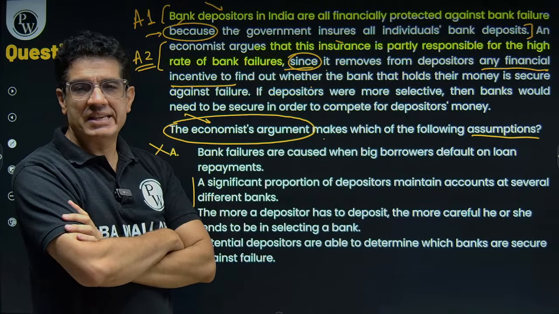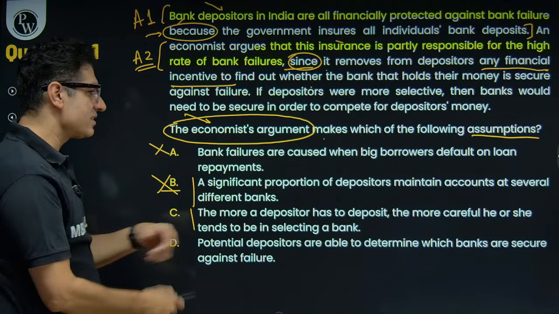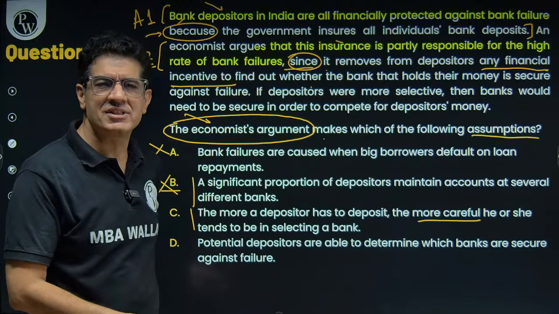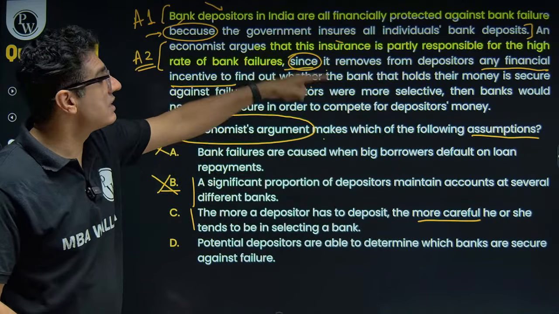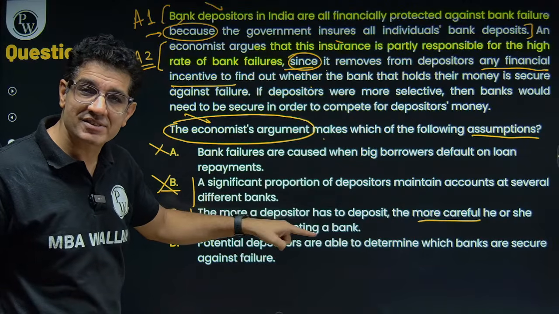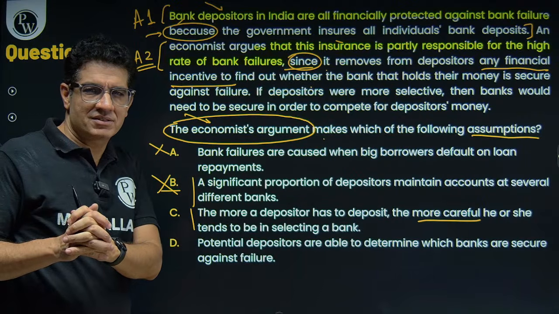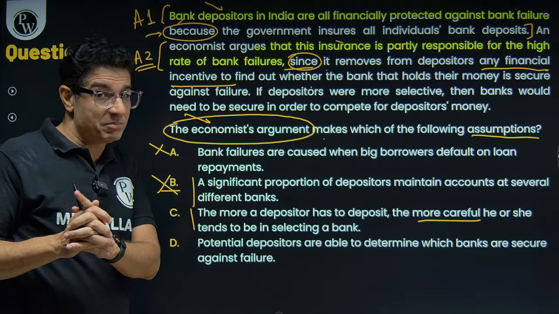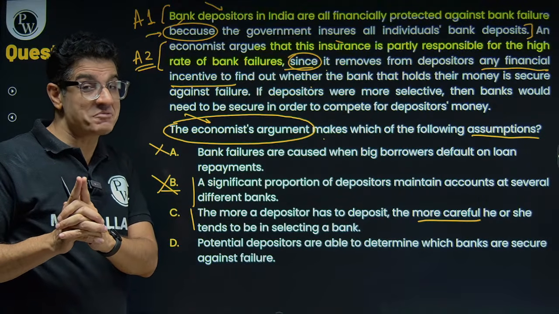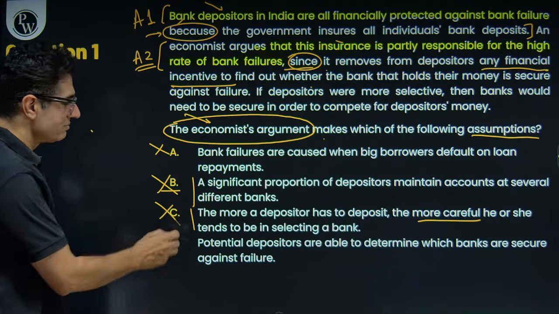So the argument says customers are not careful. Your answer says customers tend to become more careful in certain scenarios. So can I say that this contradicts our premise? This goes against our premise? And anything that contradicts your argument, can that act as an assumption? Mind you, assumption is a support. It is not a weakening agent. So since it contradicts your argument, it can't be the assumption.